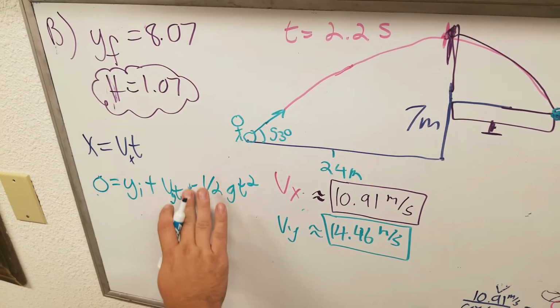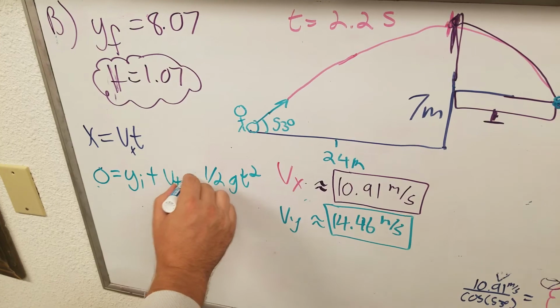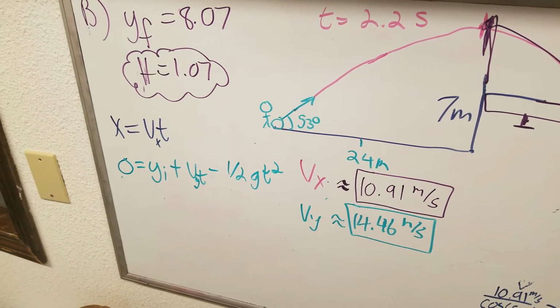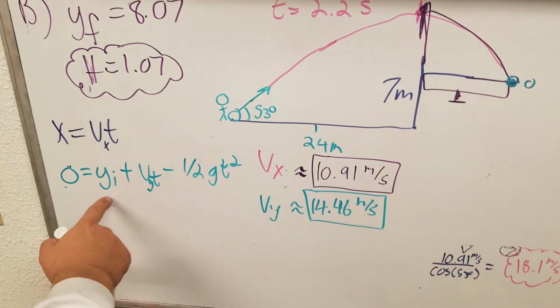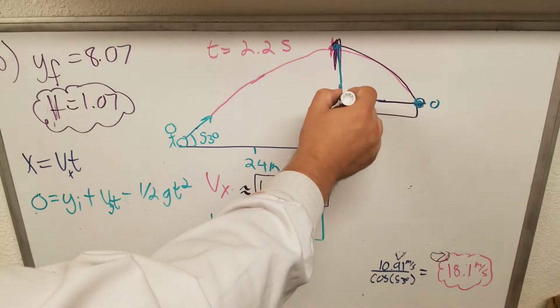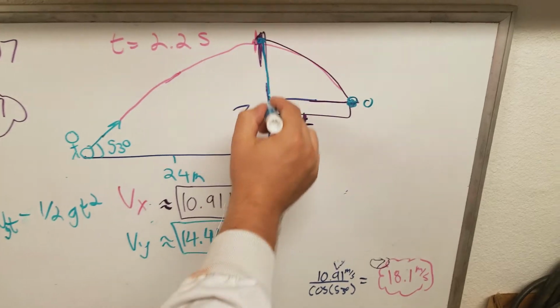And I'm going to be smart this time. I'm going to make this minus right off the bat because we know that our g is going to be negative, right? And we don't make the same mistake I did last time. Okay, y initial. Where are we starting? How high above our new zero, our new imaginary starting point are we?